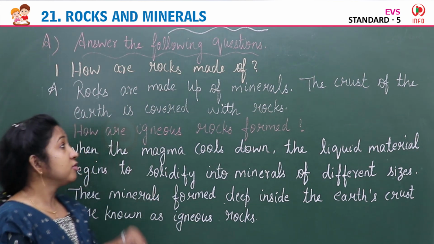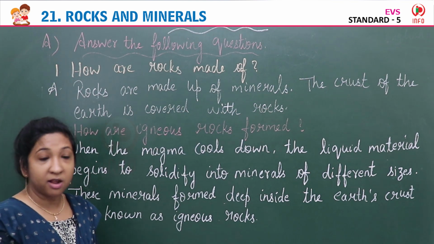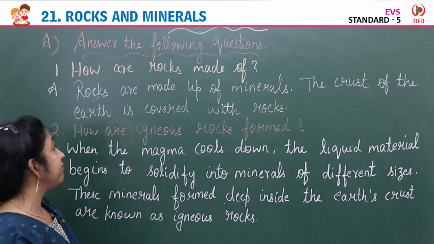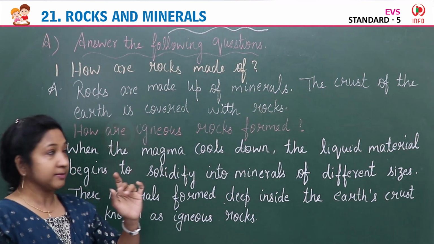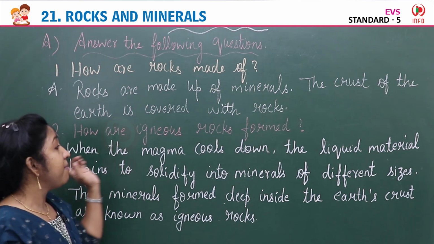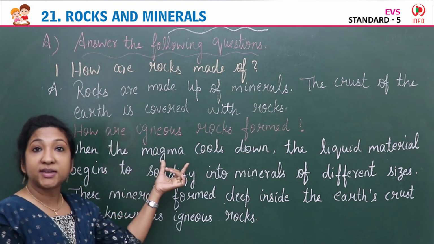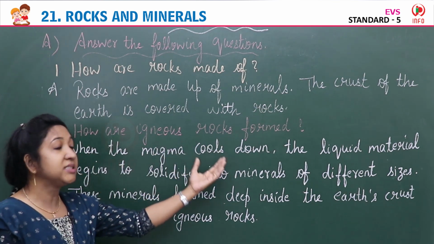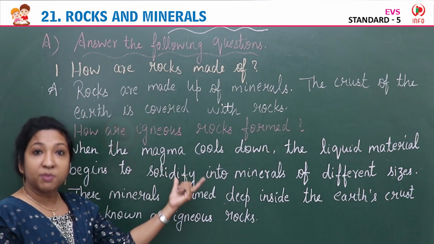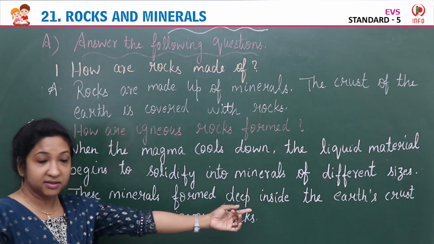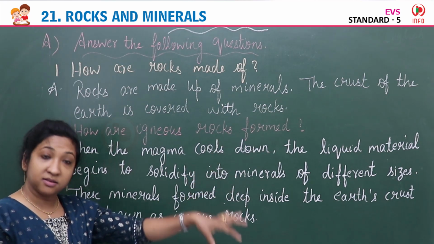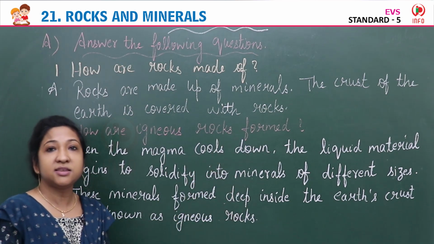So the first question is, how are rocks made of? Answer, rocks are made up of minerals. The crust of the earth is covered with rocks. Second, how are igneous rocks formed? Answer, when the magma cools down. Magma is the molten rock. Yes, when the magma cools down, the liquid material begins to solidify into minerals of different sizes. These minerals formed deep inside the earth crust are known as igneous rocks.